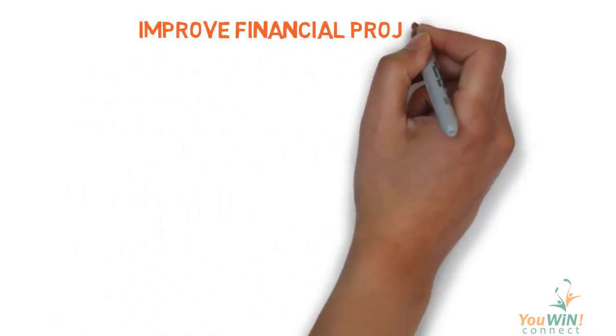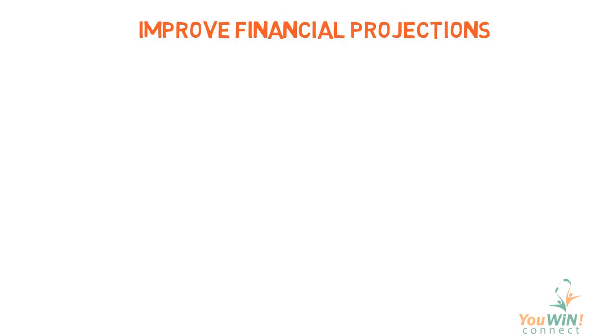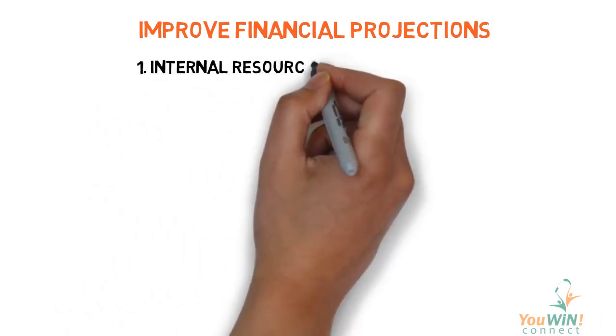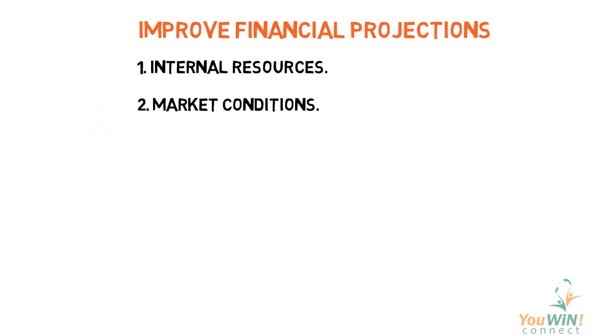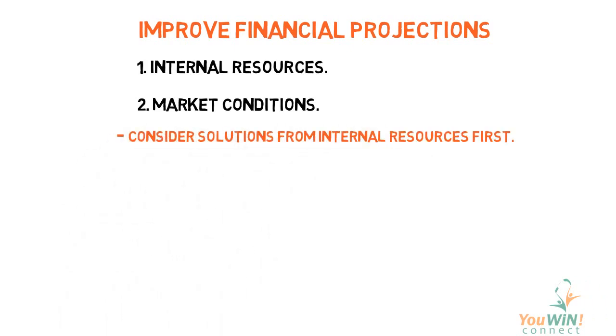So, let's look at how we can improve financial projections. In improving financial projections, there are two possible solutions. Solutions can be from internal resources, and solutions could come from market conditions. What we usually advocate is that to improve financial projections, let's look at the things that we have control over first. So let's consider things from internal resources.